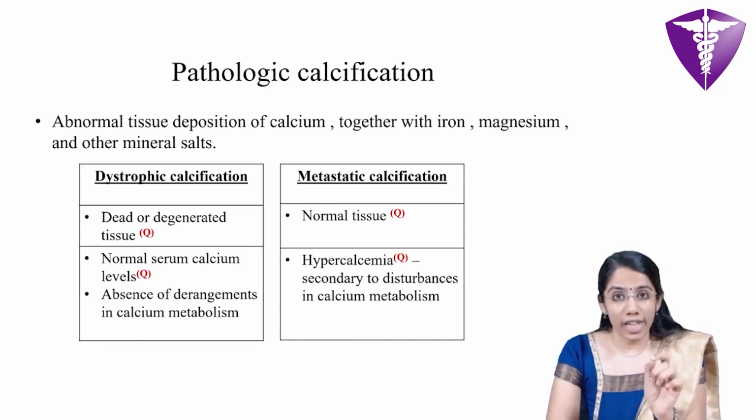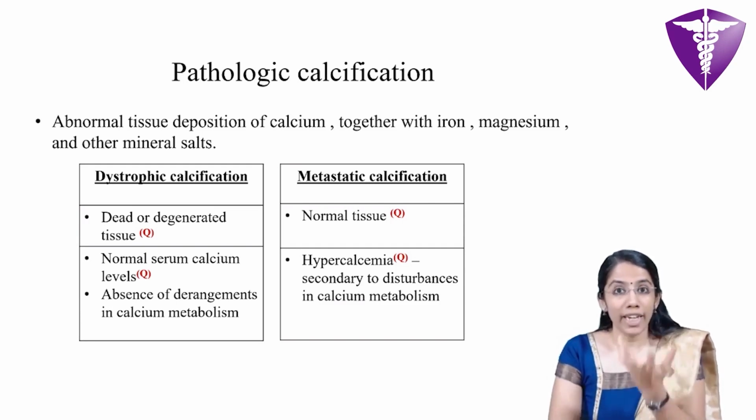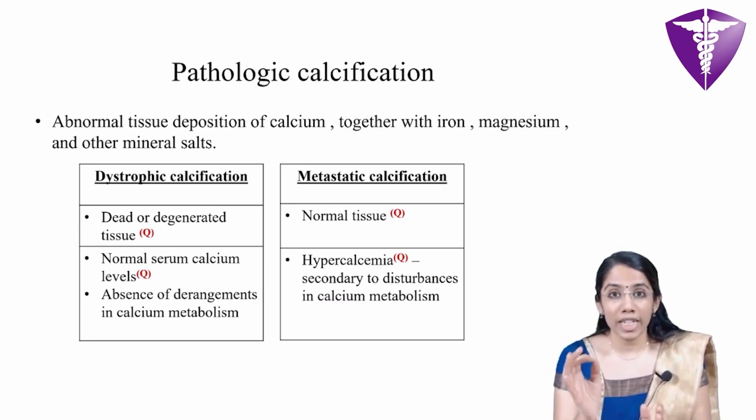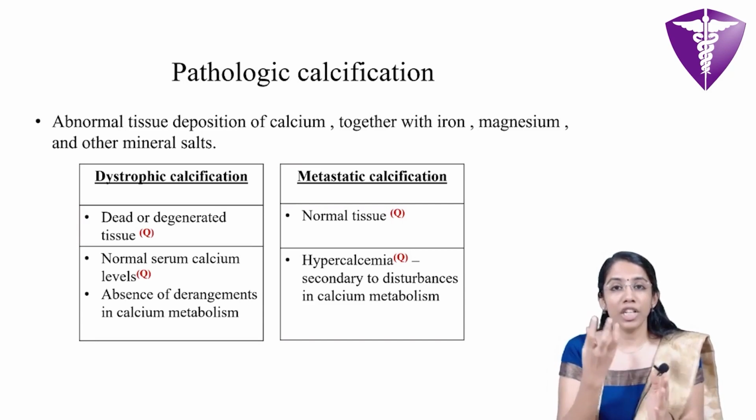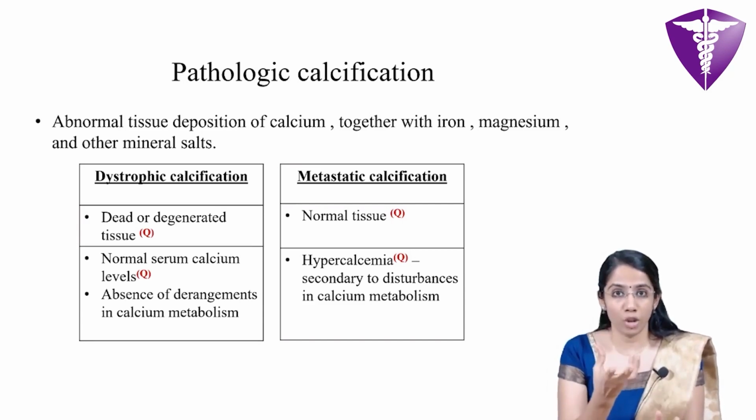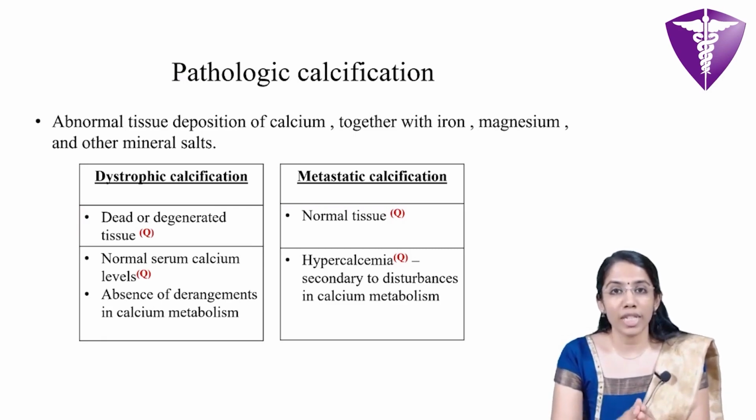Dystrophic calcification occurs in areas of necrosis, mainly in dead or degenerated tissue. There, the tissue level of calcium, that is the body's normal calcium level, is maintained. But metastatic calcification is seen in areas of normal tissue, while the calcium level in the body is increased. So it occurs in areas of hypercalcemia, secondary to disturbances in calcium metabolism.